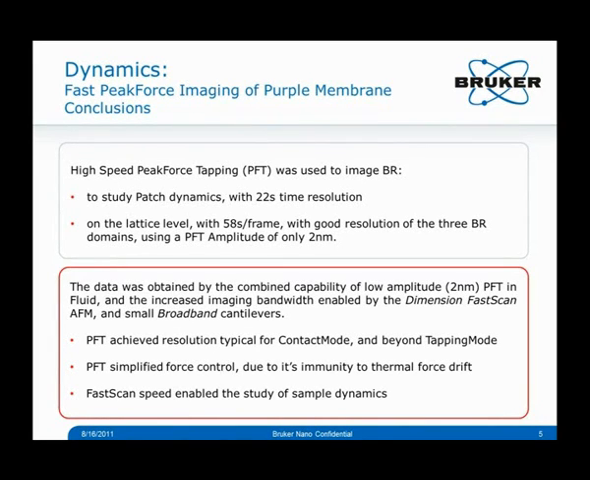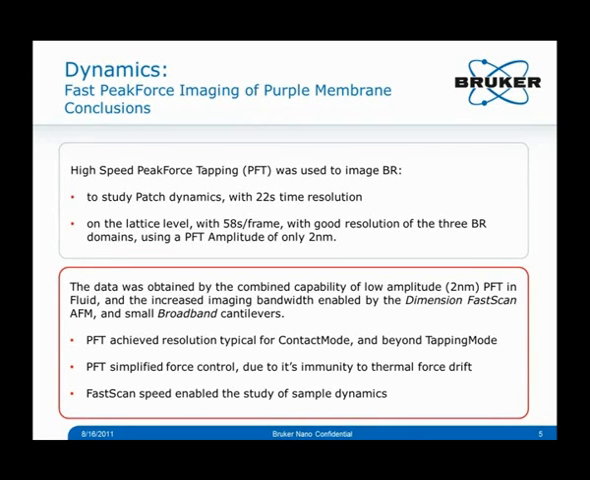First, the scientific result, since this is the format that we are going with for these little seminars. High-speed PeakForce tapping was used to image Bacteriorhodopsin to study patch dynamics with 22 seconds time resolution. So every 22 seconds you get a new image. So if you resolve a process with that, you have 22 seconds time resolution. And on the other hand, on the lattice level with 58 seconds per frame, with good resolution of the 3 Bacteriorhodopsin domains, using a PeakForce tapping amplitude of only 2 nanometers.